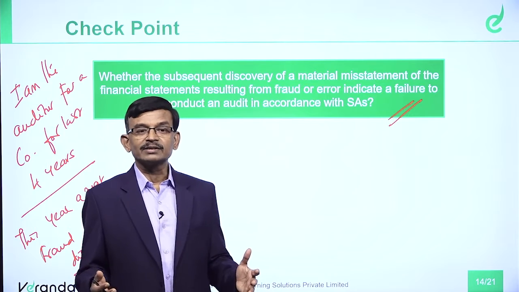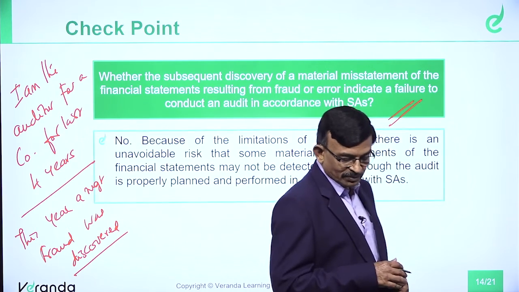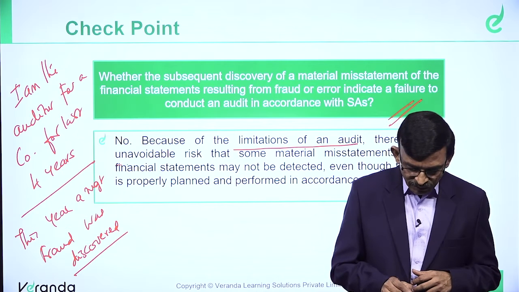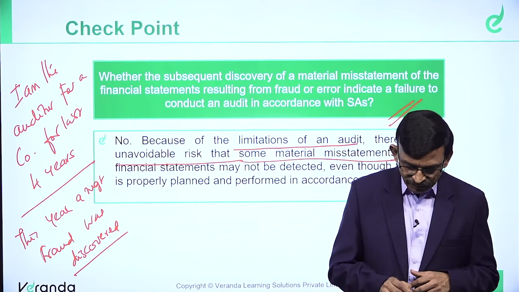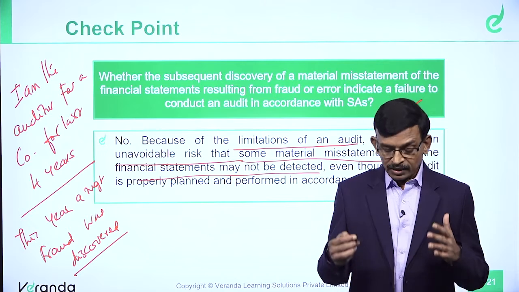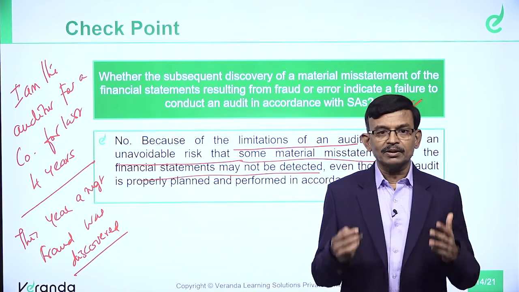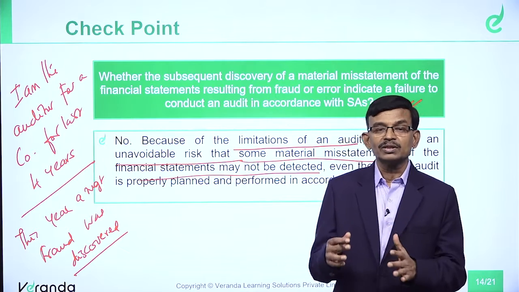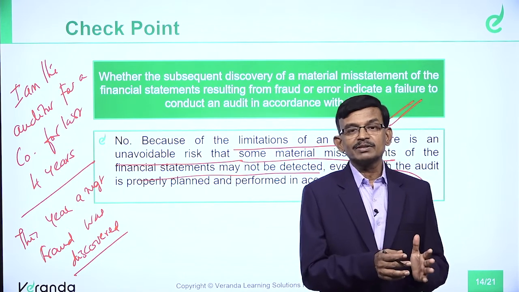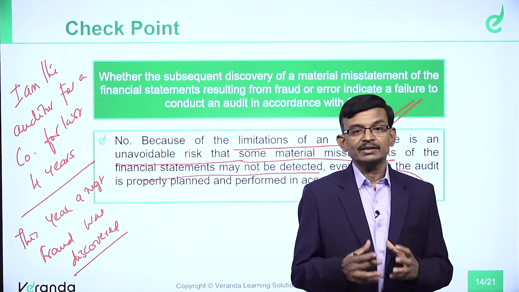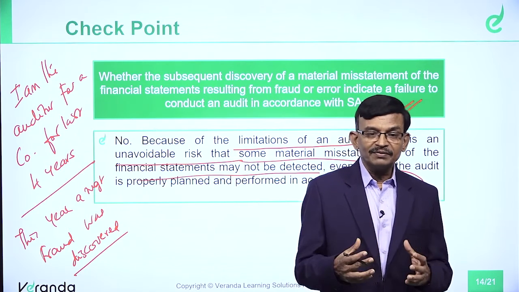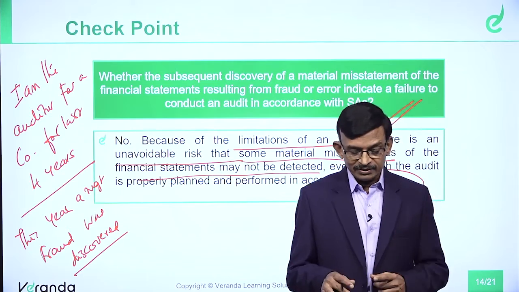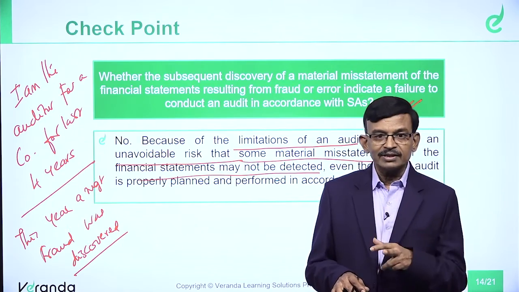We cannot conclude like that, because as I have already mentioned, because of the inherent limitation of an audit, there is an unavoidable risk that some material misstatement of the financial statement may not get detected even though the audit has been properly planned and performed in accordance with the standards on auditing. That is what I have said. No tool can find out management fraud. I can identify the possibility of fraud. I can verify whether that is leading to a fraud, but it is a very orchestrated fraud, very difficult. That is the reason why we cannot conclude that the audit system has failed.